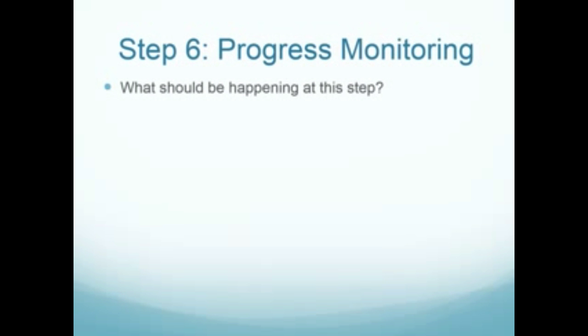So for parent implements, you're taking data, right? Yeah. And they start meeting it at 80%. Then you'll start going to progress monitoring, which is like generalization. So can they implement it in other areas? Okay, so not just with food, but with potty too. Yeah. Okay.